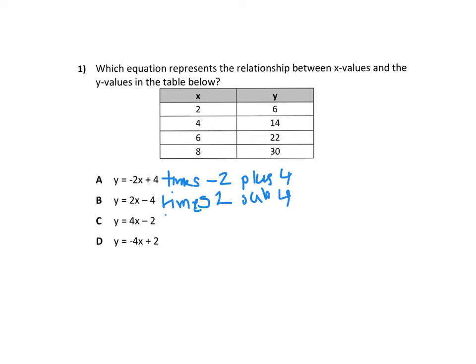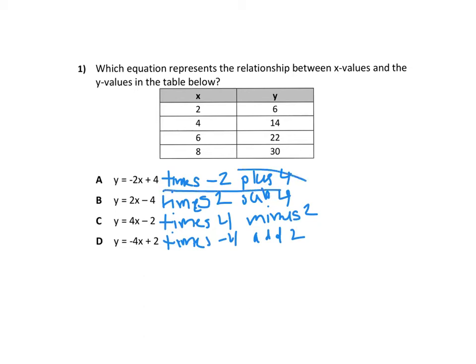The next one I see is 4x minus 2. So in this case that stands for times 4 minus 2. And then the last one I see is negative 4x plus 2, which means I'm going to take a number and multiply it by negative 4, and then add 2. Right, so we're going to substitute in one of these x values into my equation. So that's what the steps are. So let's go actually substitute in now for your equation.